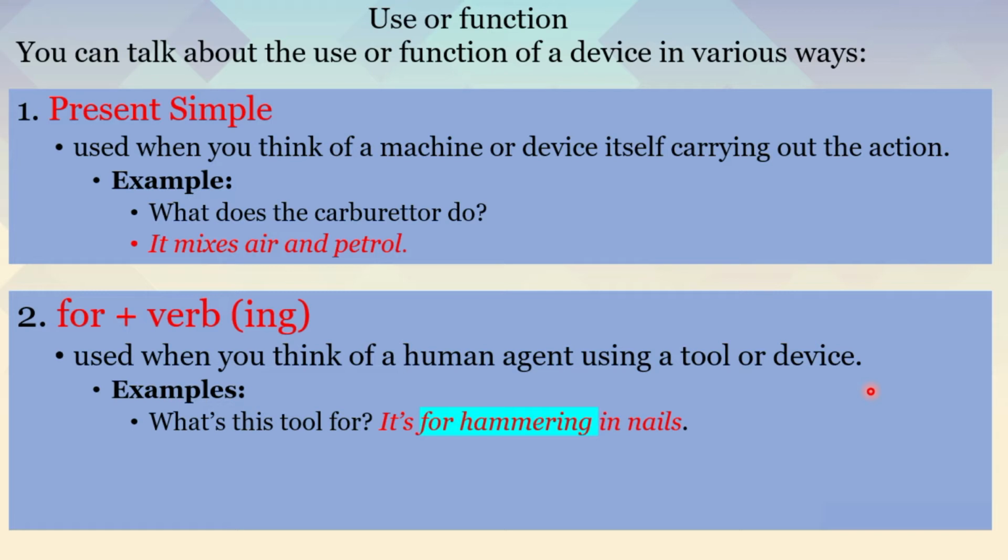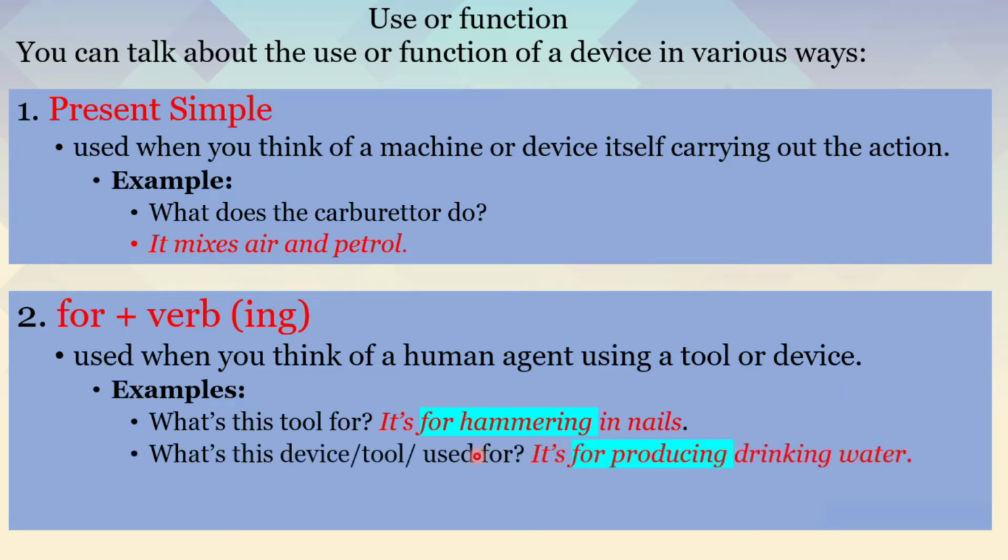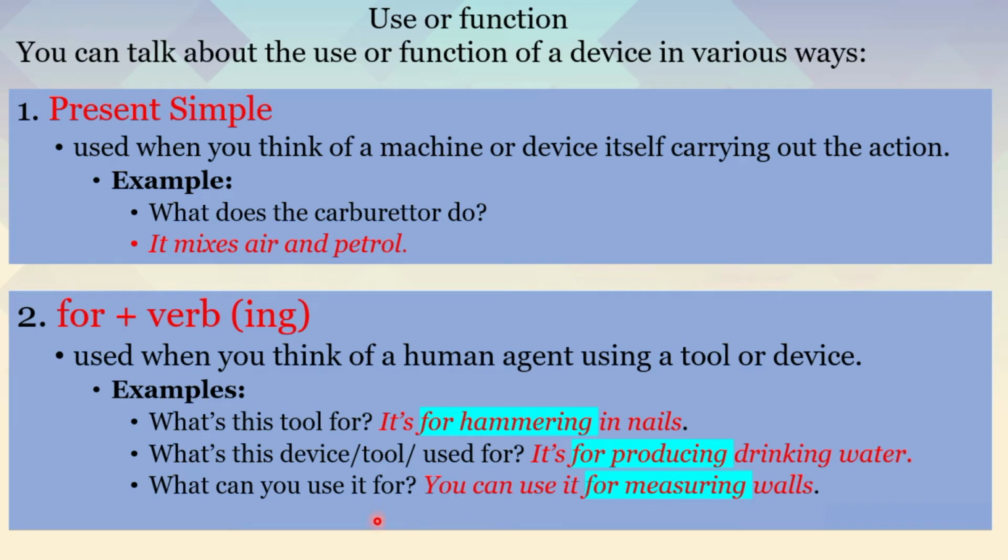Let's take a look at another example. What's this device or tool used for? It's for producing drinking water. Let's look at one more example. What can you use it for? You can use it for measuring walls. Okay, moving on.